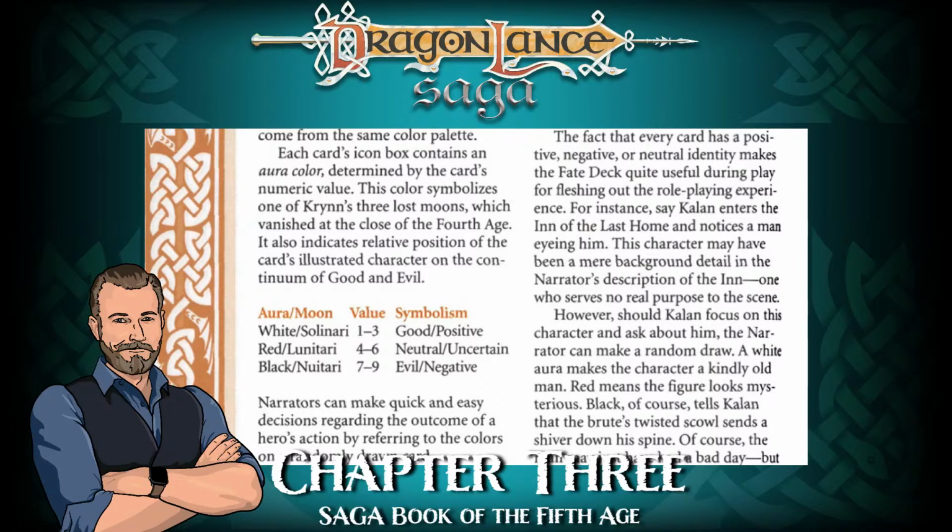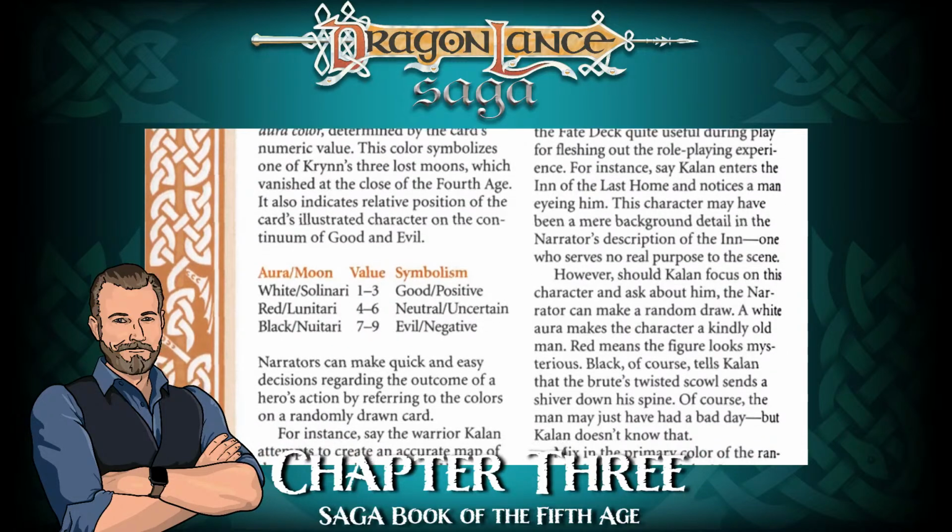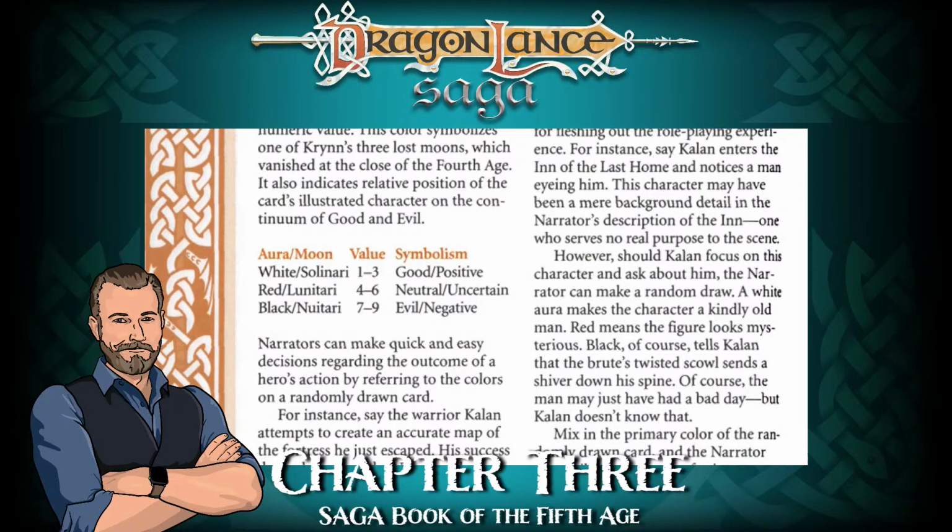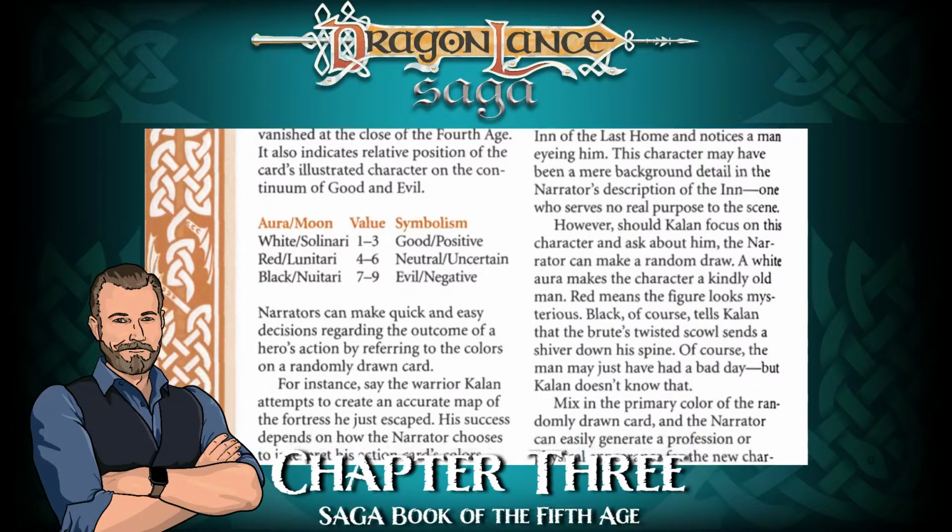For instance, say Kalen enters the Inn of the Last Home and notices a man eyeing him. This character may have been a mere background detail in the narrator's description of the inn, one who serves no real purpose to the scene. However, should Kalen focus on this character and ask about him, the narrator can make a random draw.